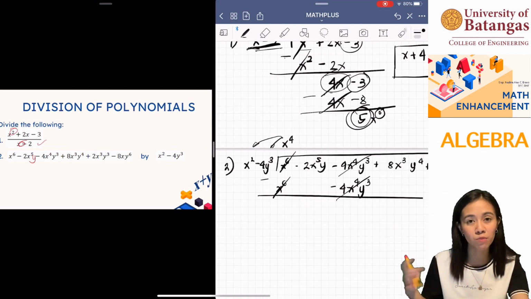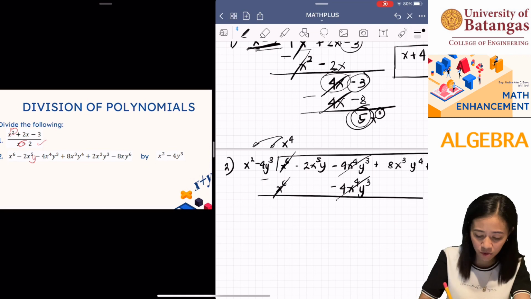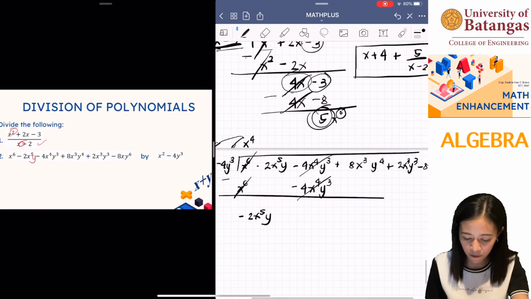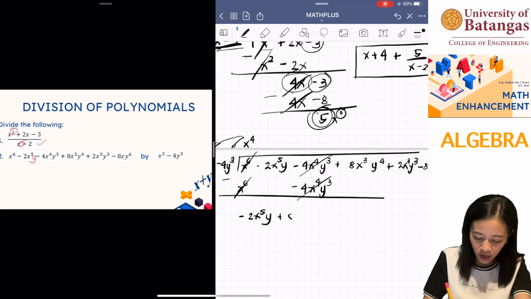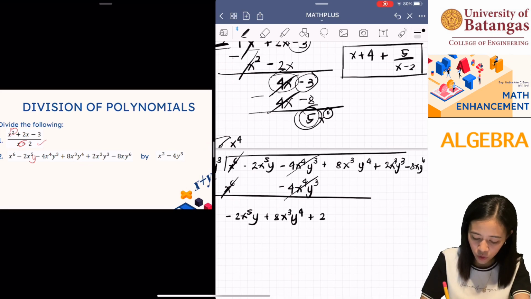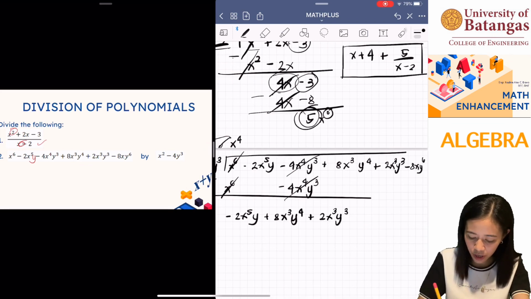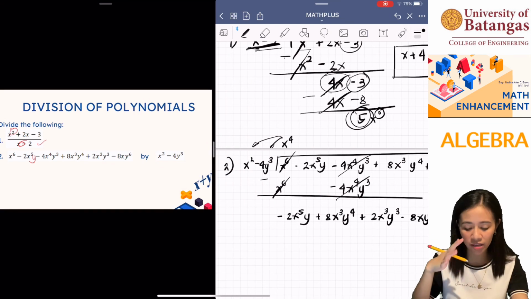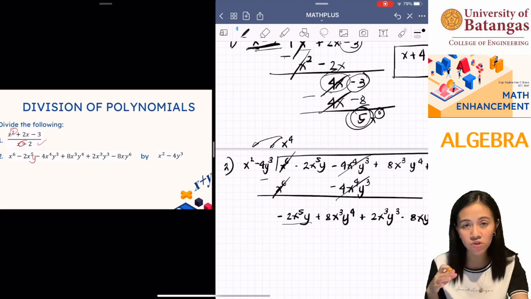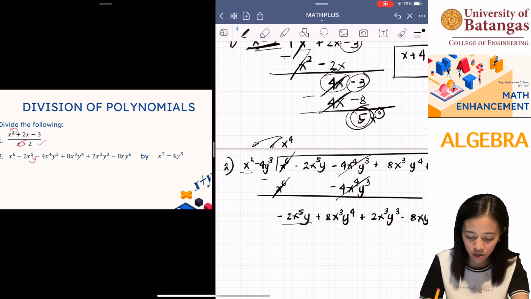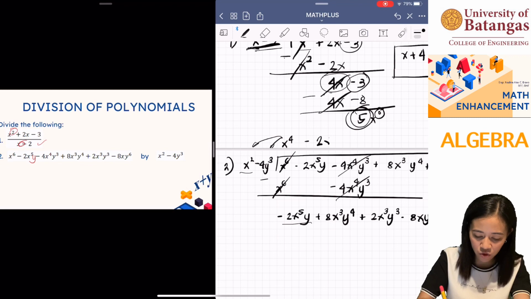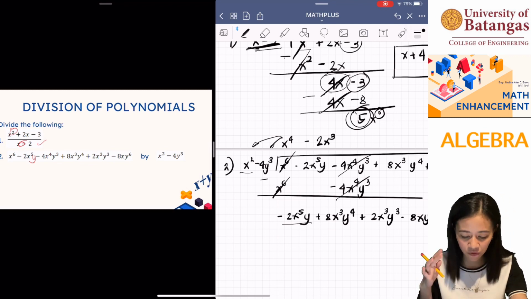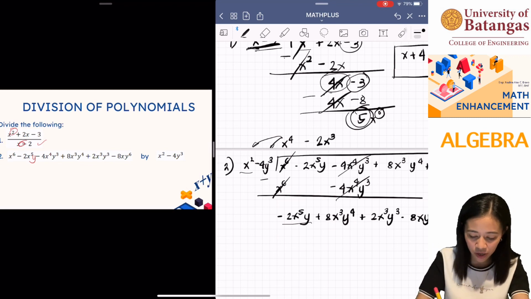And then the rest of the terms, i-bring down na lang natin, ano? So that would be negative 2x raised to 5y, ina-adjust ko lang yung sulat ko sa left, plus 8x cube y to the fourth, plus 2x cube y cube, okay, minus 8xy raised to 6. Okay, and then we divide again. So let's start with this one. So negative 2x to the fifth y divided by x squared, you will get negative 2x cubed na lang. Tama ba? X to the fifth divide x squared will be x cubed, but you still have y. So that will be y.